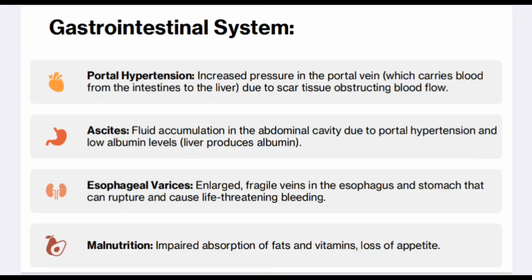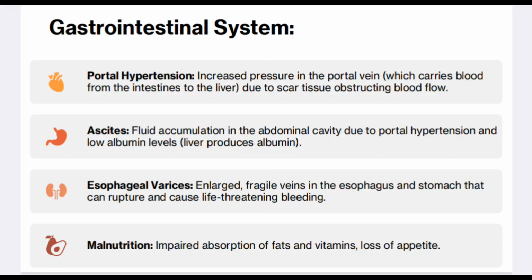Gastrointestinal system: portal hypertension is increased pressure in the portal vein, which carries blood from the intestines to the liver, due to scar tissue obstructing the blood flow. So the portal vein is there in the liver, and the increase in pressure on that vein is nothing but portal hypertension.